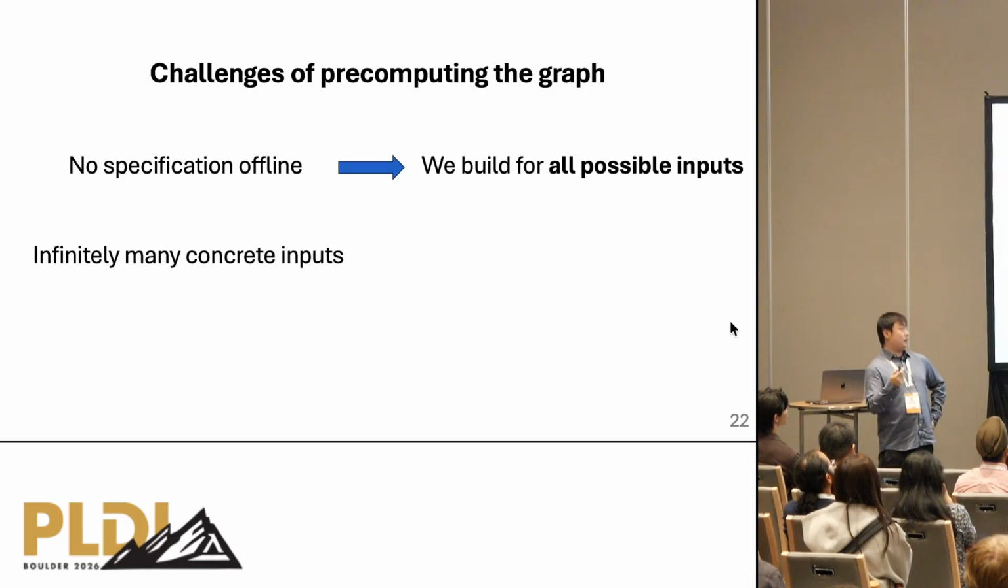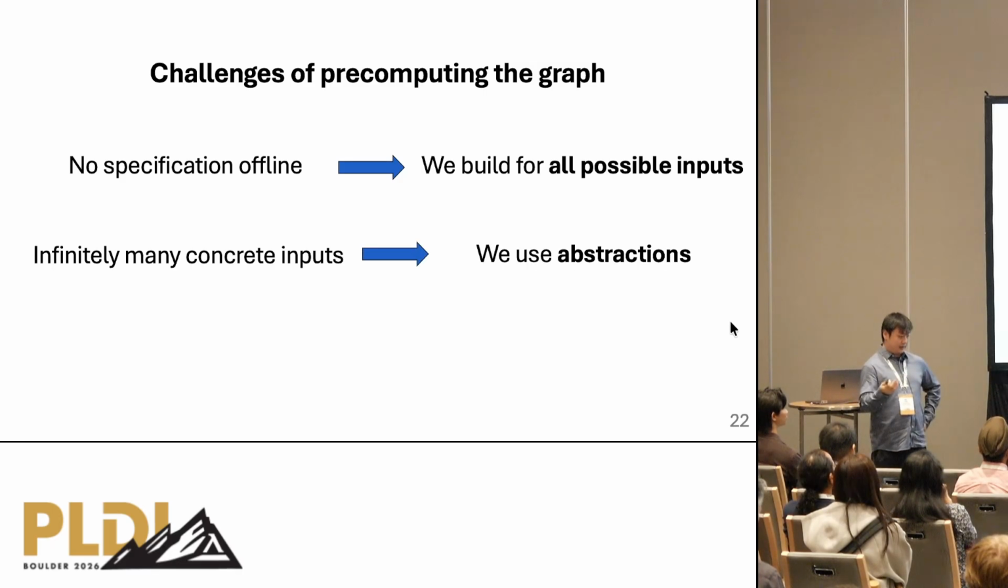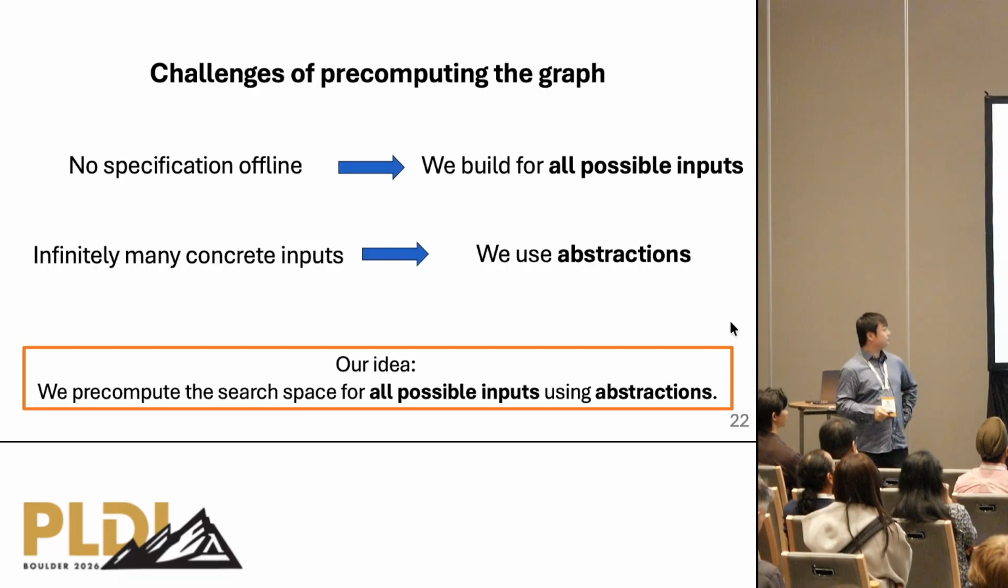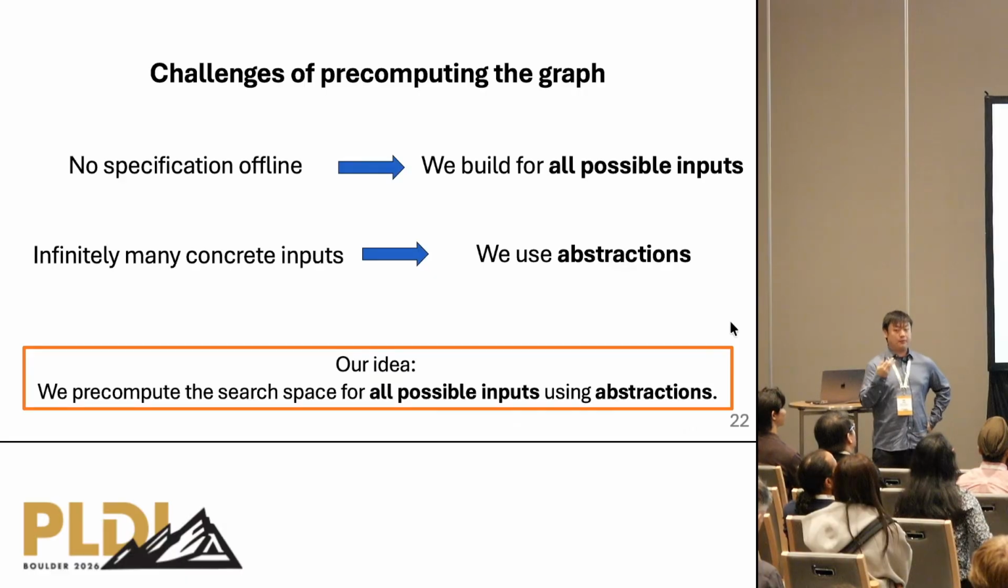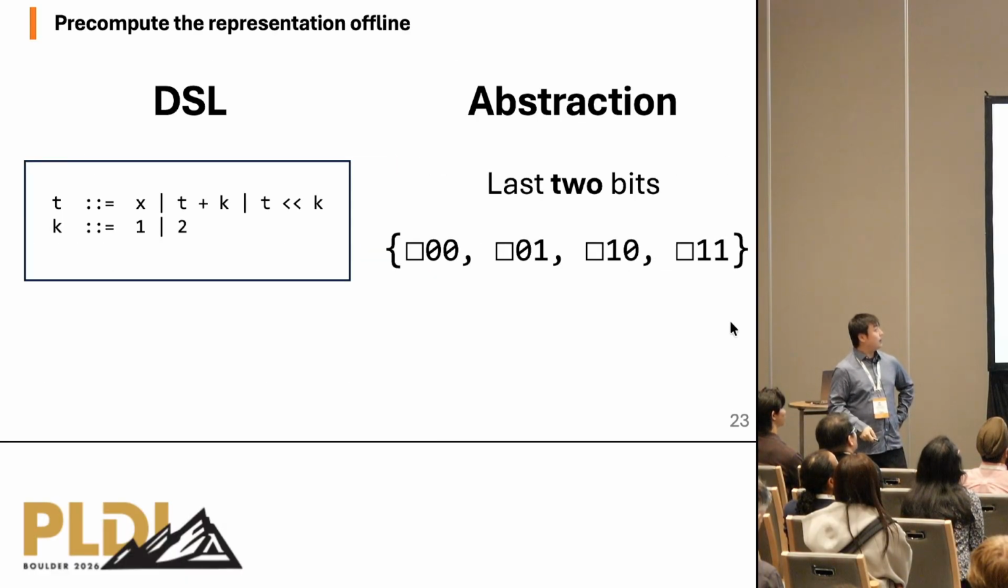And of course, all possible inputs are infinite. So our idea is to use abstractions to reduce the infinite set of values to a finite set of abstractions. We pre-compute the search space for all possible inputs using abstractions. I'll show you how we do this.